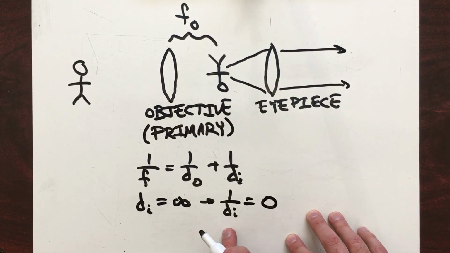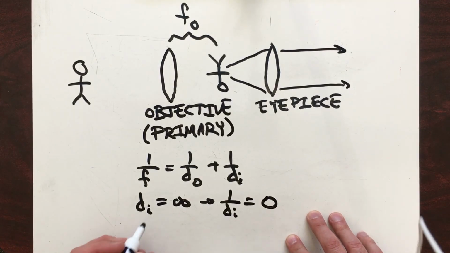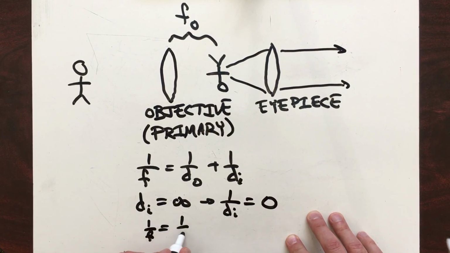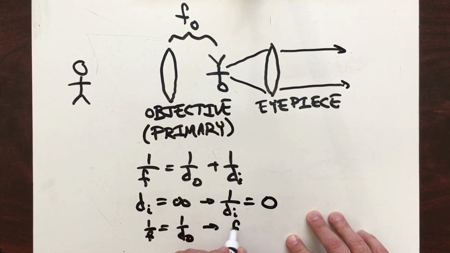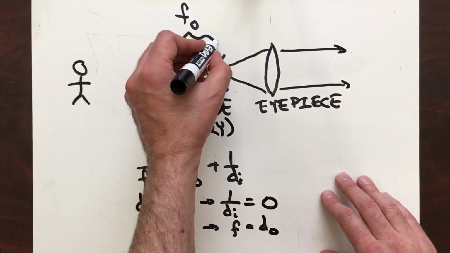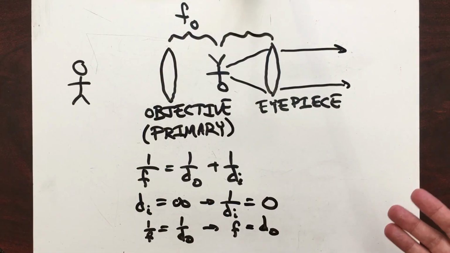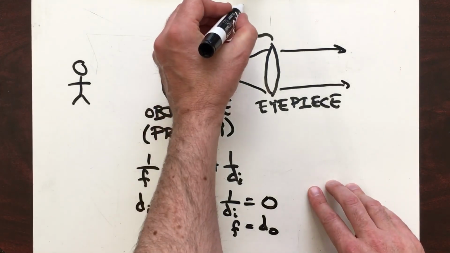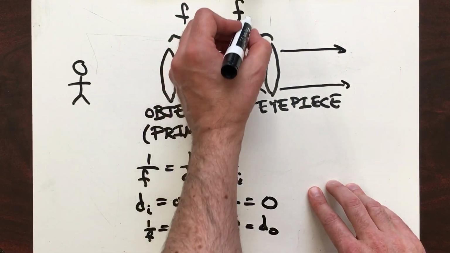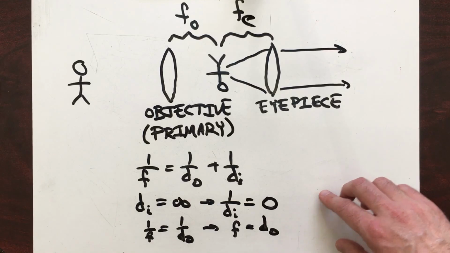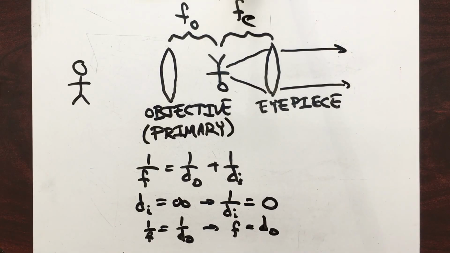And because that's 0, that's going to mean that 1 over the focal length is equal to 1 over the object distance, which of course means that the focal length, in this case, equals the object distance. This is the object distance from here to here. That's the object distance for the eyepiece, which is going to correspond to the focal length of the eyepiece.